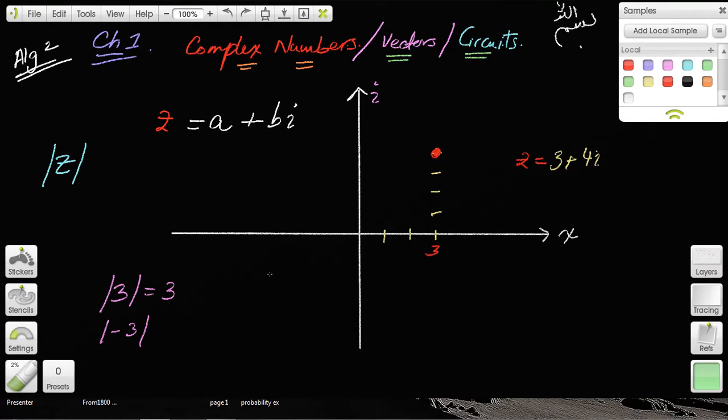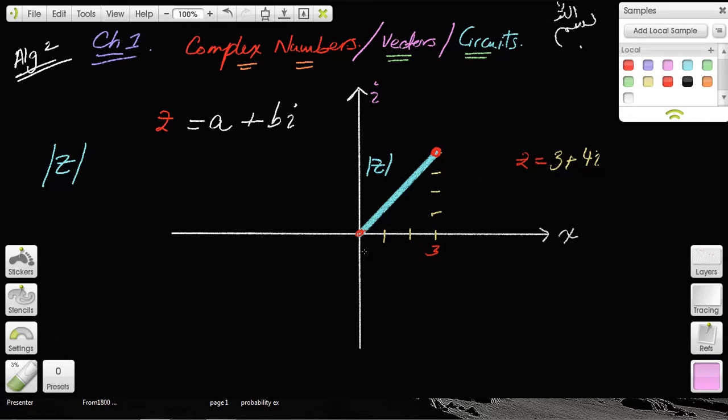Now, if we apply the same analogy to complex numbers, the absolute value of a complex number like this would be the distance of that complex number from 0 or the origin like this. So that would be the absolute value of this complex number, the absolute value of z. Specifically, absolute value is the distance of this complex number from the origin.